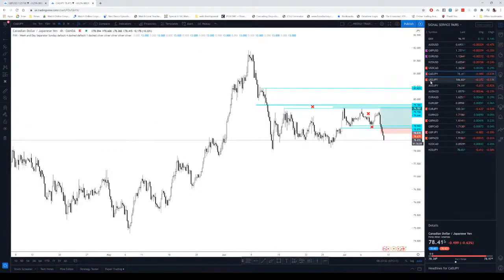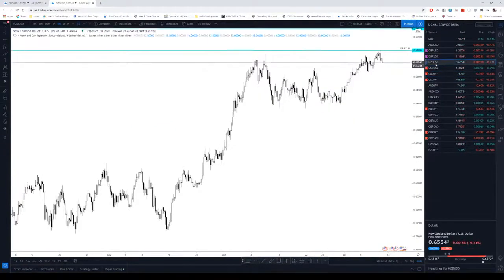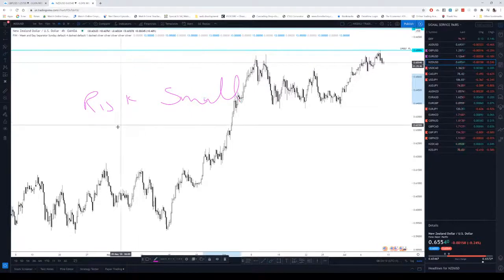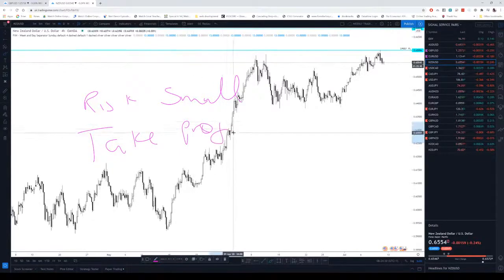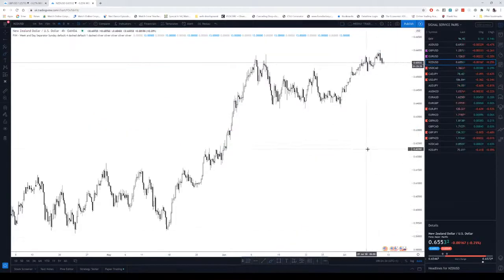So if you are clever, you will wait for these conditions. But if you don't want to wait and you still want to trade, then risk small and take profits early. Take profits early, because we don't know, I don't know where it's going to stop and turn.